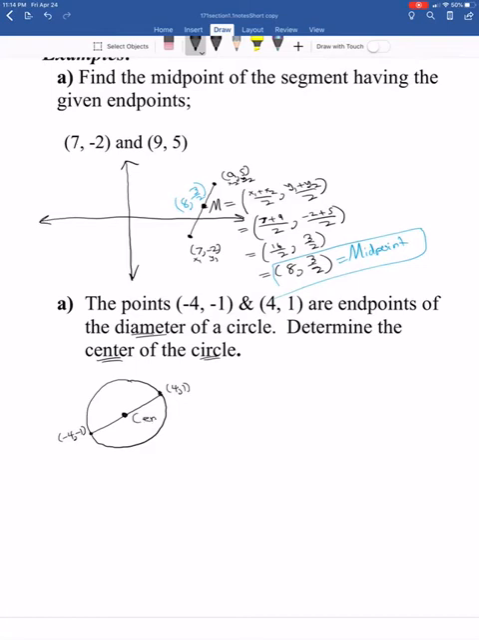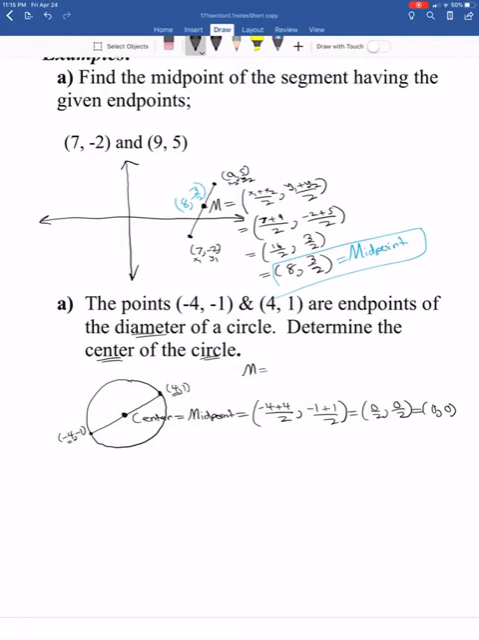So there's the center of this circle, which is equal to what? The midpoint of this diameter. So we've got to find the midpoint. All we've got to do is average the ends. To find the midpoint, we'll take -4 plus 4 divided by 2. And we'll do the same thing with the y-coordinates, -1 plus 1 divided by 2. So we end up with 0 over 2 and 0 over 2. We end up with 0, 0 for the center.